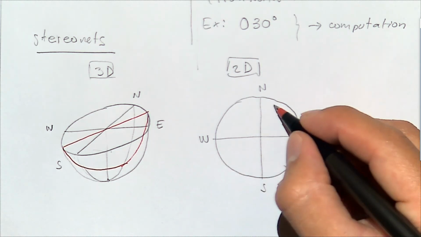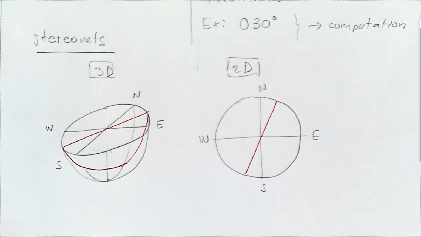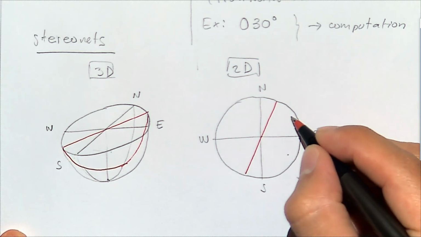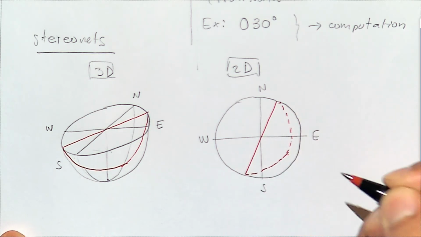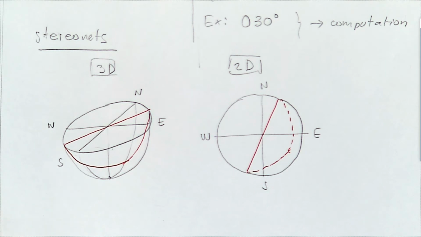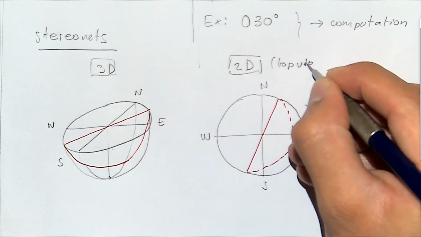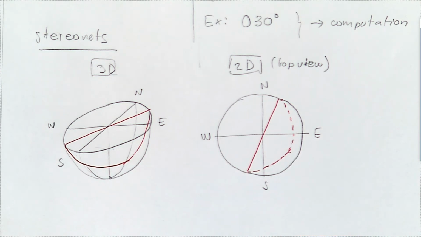All right, so the strike, now in a 2D version, looking from the top, is going to be that line. And where it intersects the lower hemisphere projection is going to be that line. All right, so the objective of the stereonet is, instead of looking at the plane or at the line, is just to simplify everything and look at just a point.